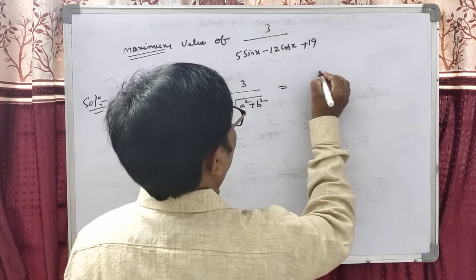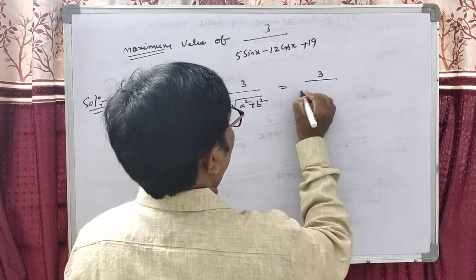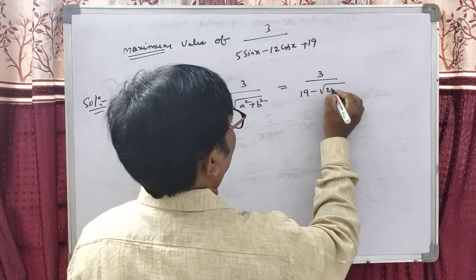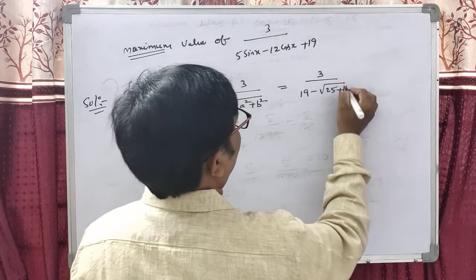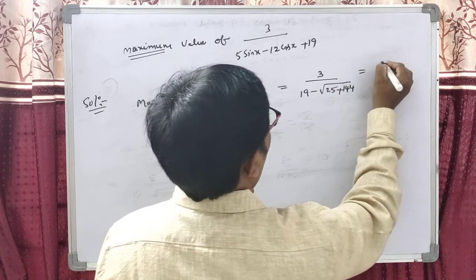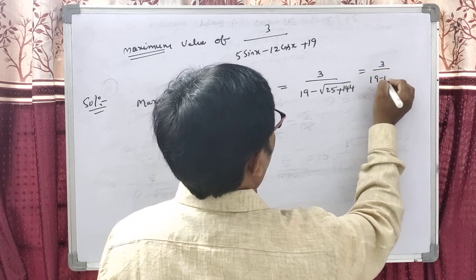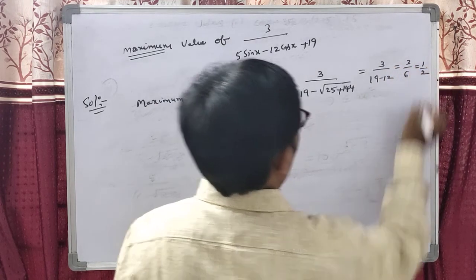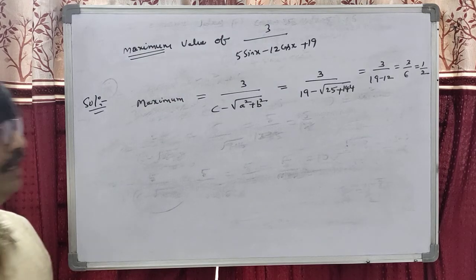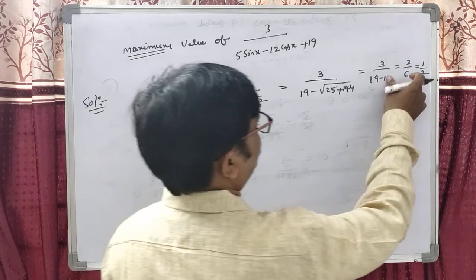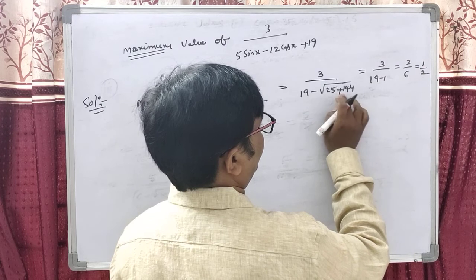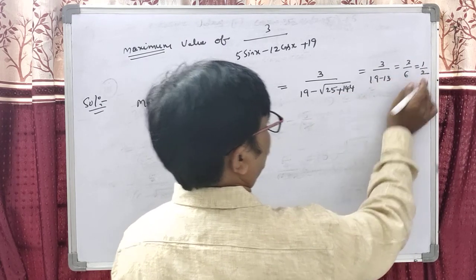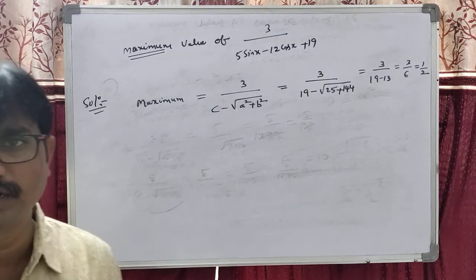So students, this is 3 by 19 minus root of a square plus b square, 25 plus 12 square is 144. 3 by 19 minus 12, 3 by 6, this is 1 by 2. Sorry students, this is 169. 169 is 13. 19 minus 13 is 6. Therefore that is 1 by 2.